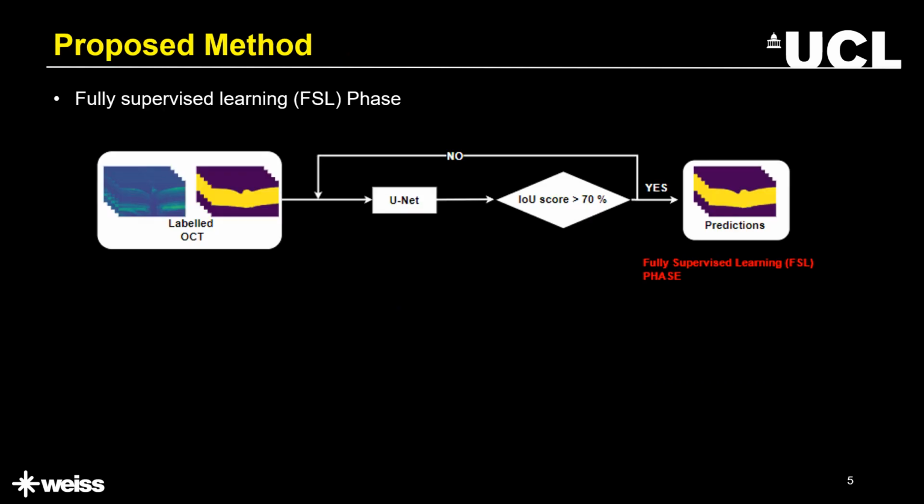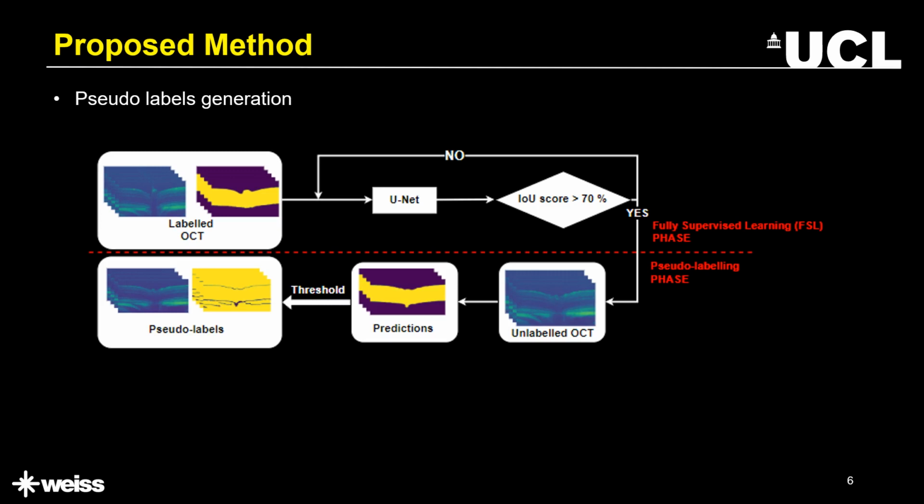The method consists of two phases. The first phase is a fully supervised learning phase, in which very limited labeled examples are used for training a segmentation model until satisfactory performance is achieved. Once we have this trained model, we then move on to the pseudo-labeling stage. In the second stage, the trained model is used for predicting on unlabeled data and then, through thresholding, obtaining the pseudo-labels.